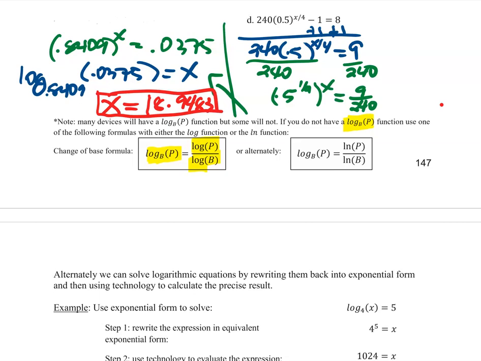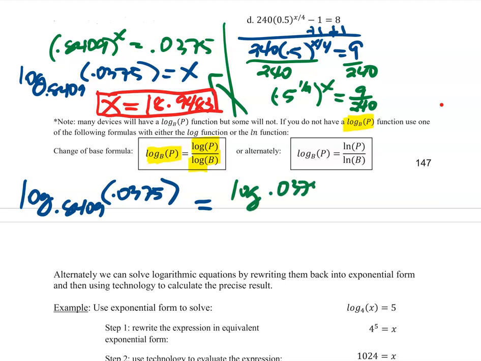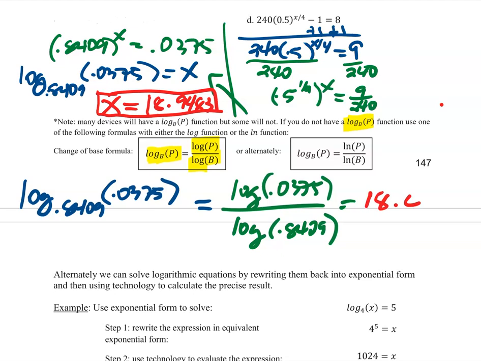Just like in our last example, you can solve this log base 0.8409 of 0.0375. You can rewrite this as log of 0.0375 over the log of 0.8409, and you will get the same answer of 18.9483. Okay, so we call that the change of base formula.